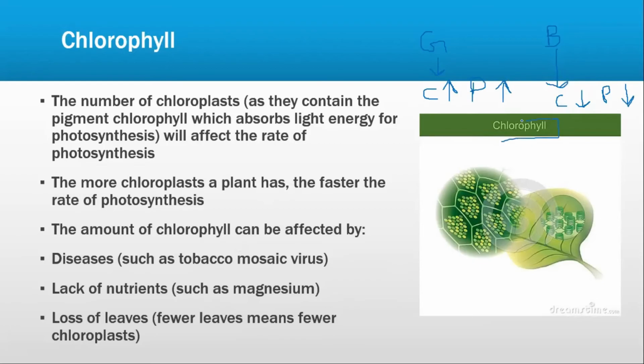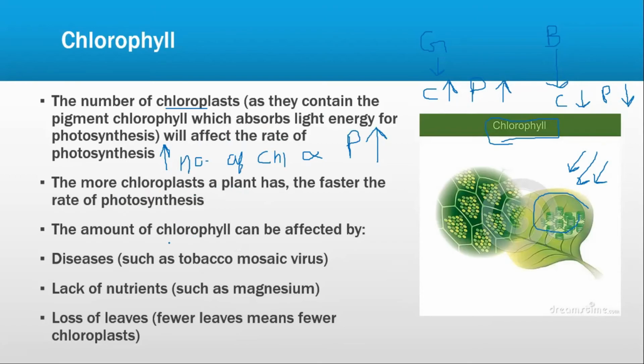Because why? Without chlorophyll, photosynthesis cannot take place because chlorophyll is responsible for trapping the light energy from the sun. The number of chloroplasts, as they contain the pigment chlorophyll, which absorbs light energy for photosynthesis, will affect the rate of photosynthesis. If there is a higher number of chloroplasts, meaning a higher amount of chlorophyll, hence a faster rate of photosynthesis. The more chloroplasts a plant has, the faster the rate of photosynthesis.